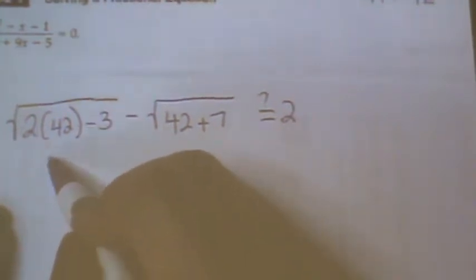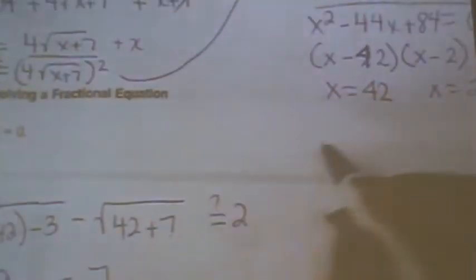What's 2 times 42? 84. And 84 minus 3 is 81. What's the square root of 81? 9. This is 49, 7, so that works. 9 minus 7 is 2. So that one works. That's a good answer.